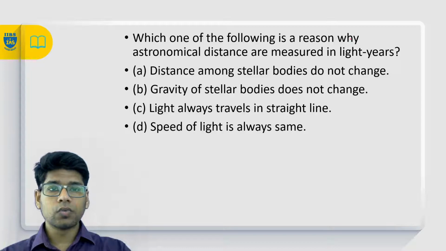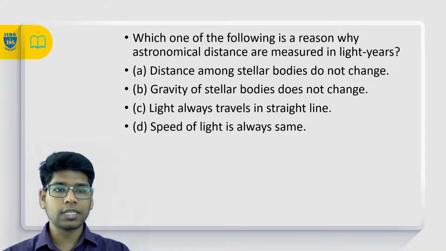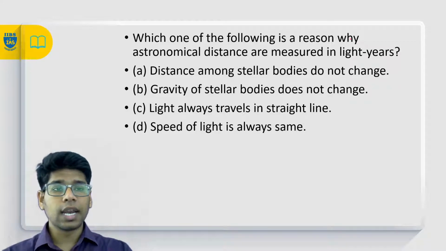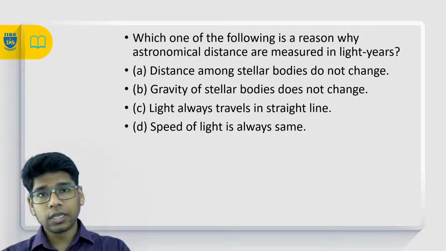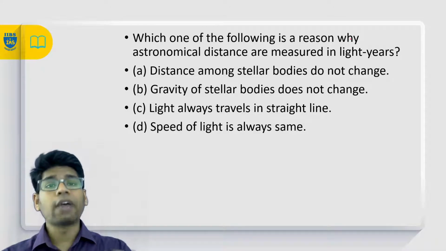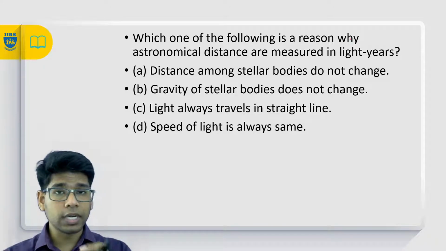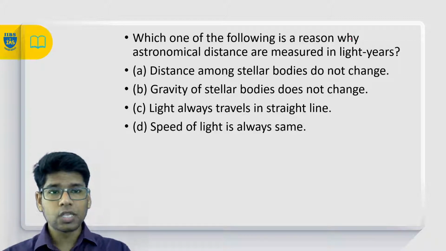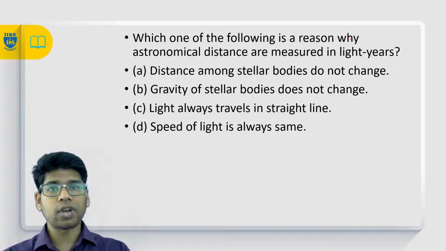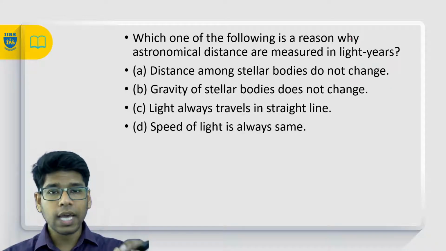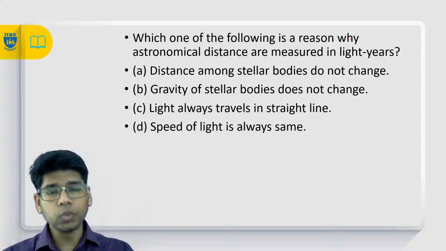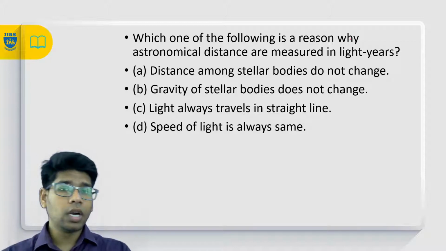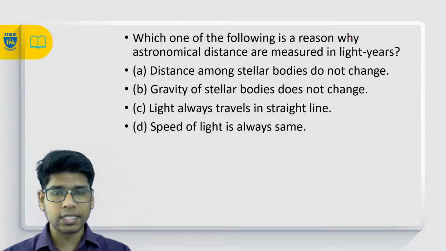Which of the following is the reason why astronomical distances are measured in light years? The light year is the distance traveled by light in 1 year. We use it to measure the distance traveled by light for 1 year, and we call it light year. So, which of the following is the reason for taking light as a measure for distance, right?